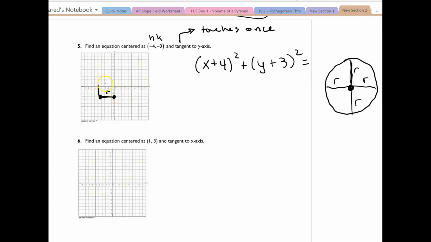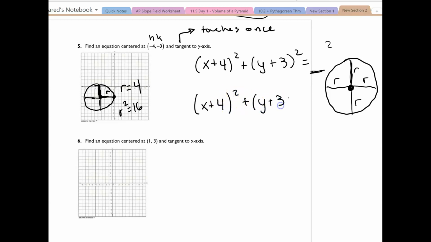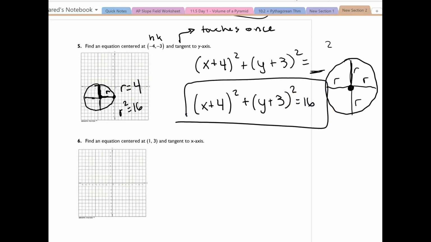I'm doing such a poor job of drawing this stuff, but we're going to have this circle that touches it once. What is the radius? If you count better than me, or I guess draw better than me, the radius is 4. So we're going to plug in 4 and we're going to square it. R squared is 16. So your equation for this circle, tangent to the y-axis with a center at -4, -3, is x plus 4 quantity squared plus y plus 3 quantity squared equals 16.